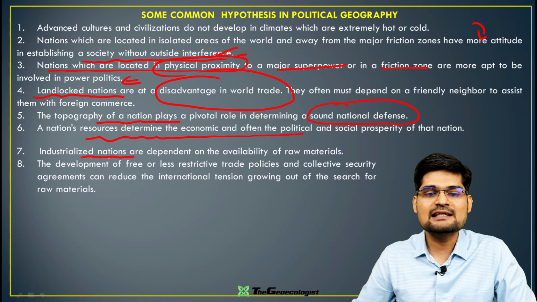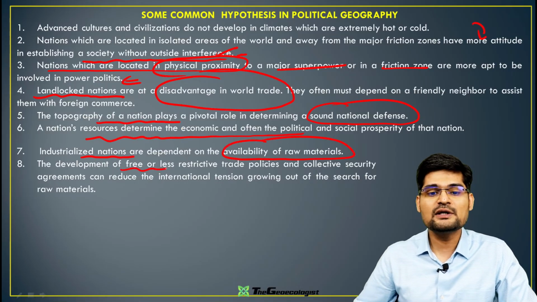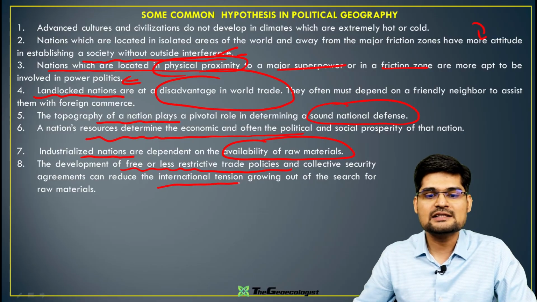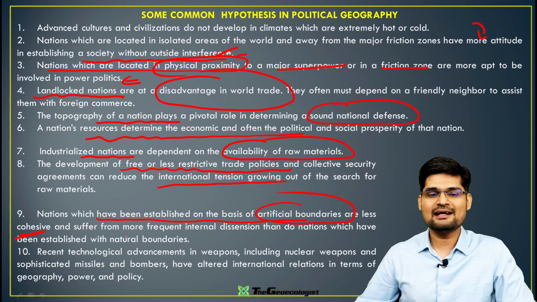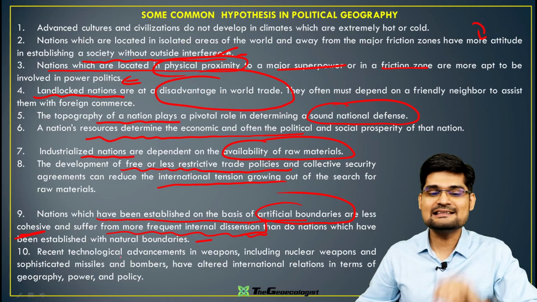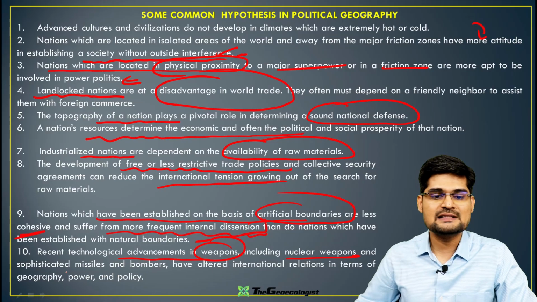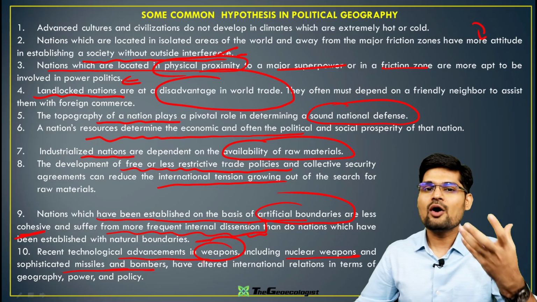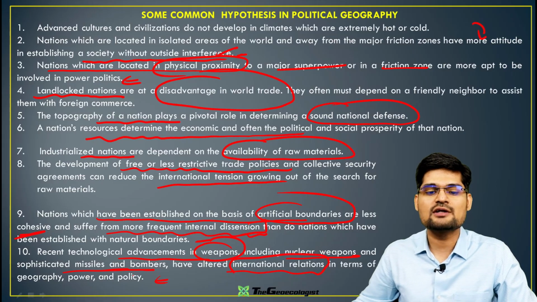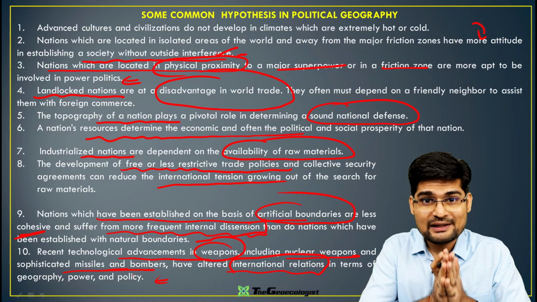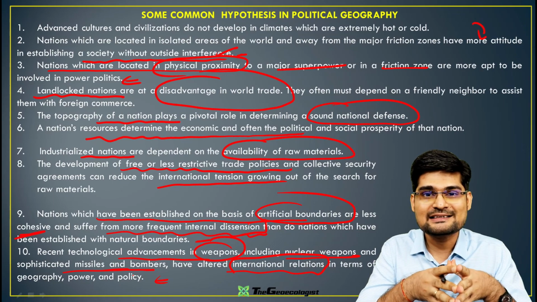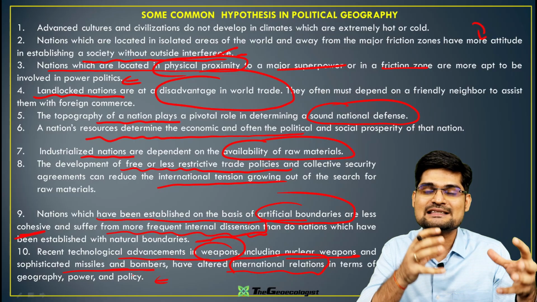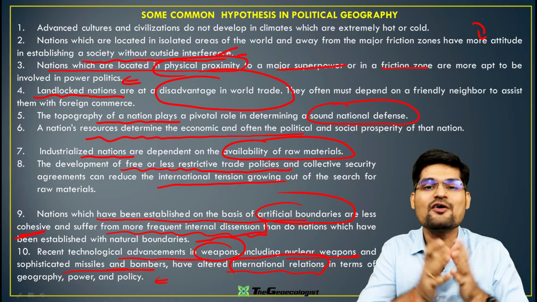Further, industrialized nations are dependent on the availability of raw materials, and the development of free or less restrictive trade policies can also reduce international tensions. Then, nations which have been established on the basis of artificial boundaries are less cohesive and suffer more frequent international dissensions than those countries which have defined natural boundaries. And recent technological advancement in weaponry, including nuclear weapons and sophisticated missile and bomb programs and other alternatives, have altered international relations in terms of geography, power and policy making. Do you find that happening in the world? These hypotheses are for you to research and look into across the world, what's happening in world politics, and also in India, between the states, between the center and states. Do check and see where the scope of political geography lies.